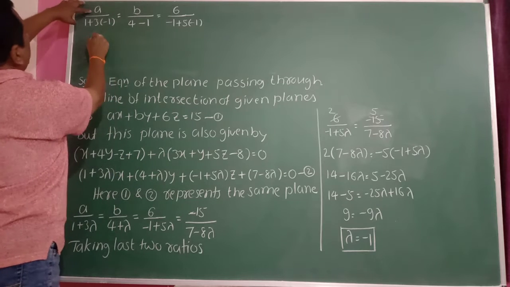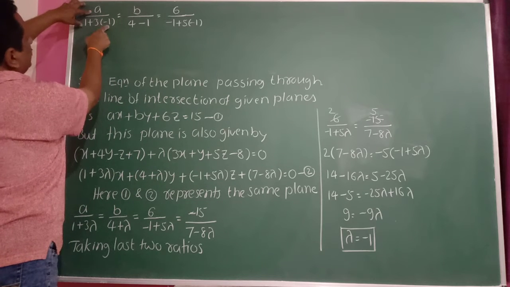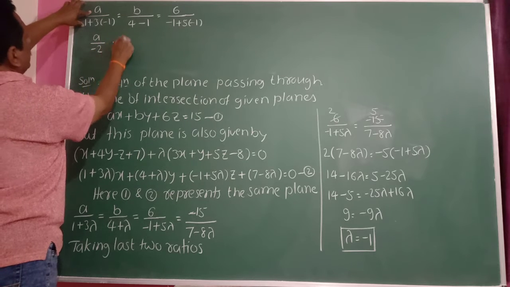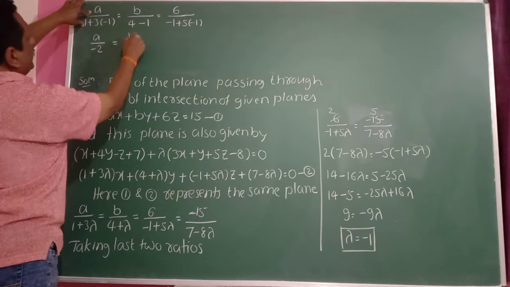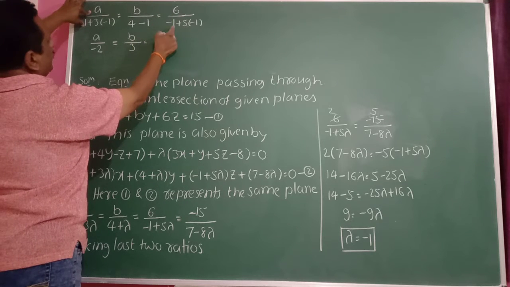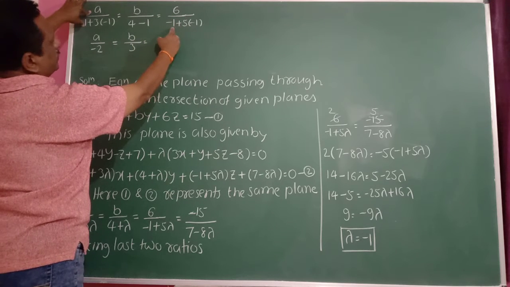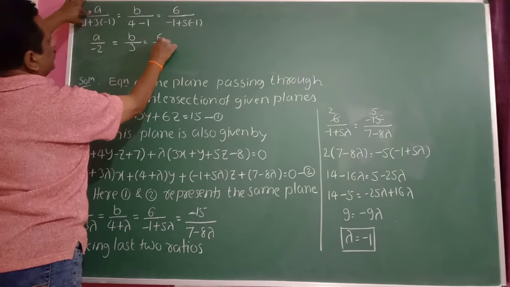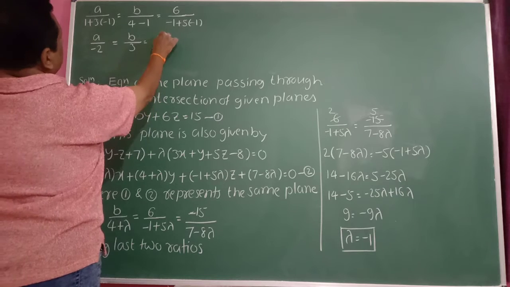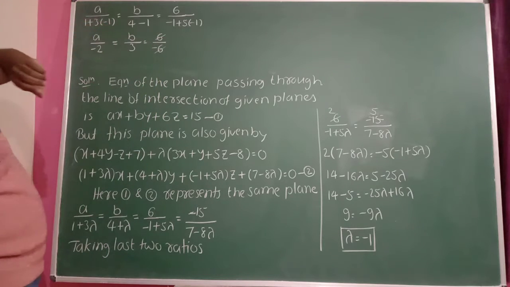Therefore, a divided by 1 minus 3, that is a upon minus 2, is equal to b divided by 4 minus 1, which is b upon 3, which is equal to 6 divided by minus 5 minus 1, that is minus 6. So 6 divided by minus 6, this 6 and this 6 cancel, and the remaining is minus 1.